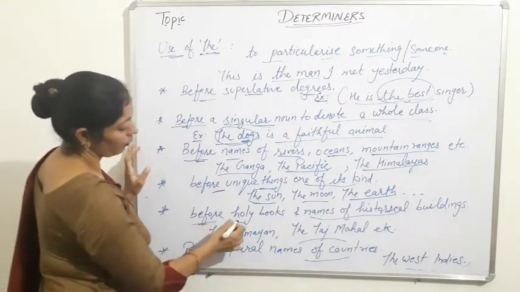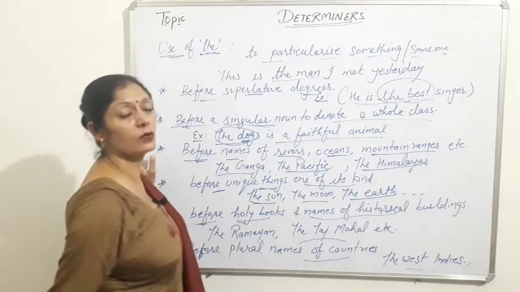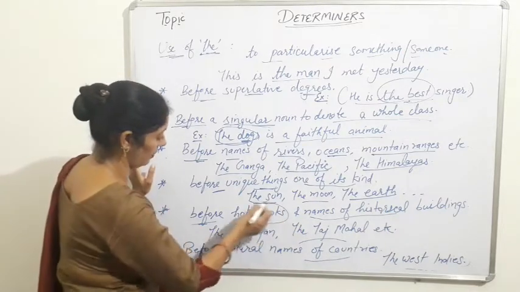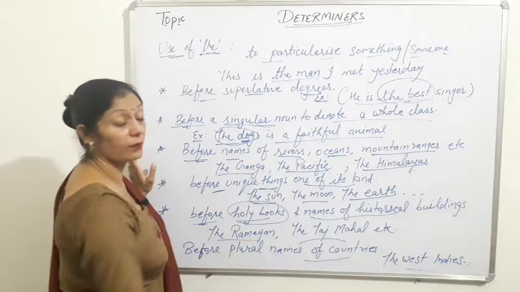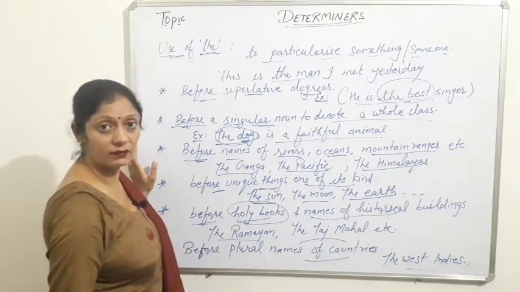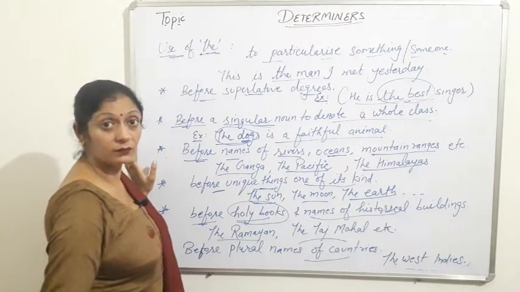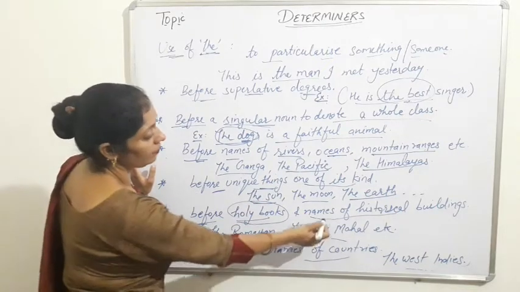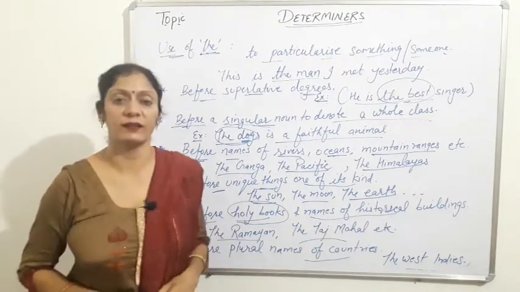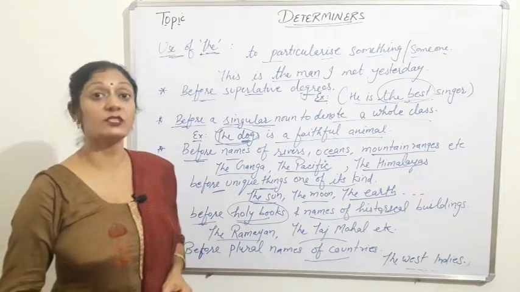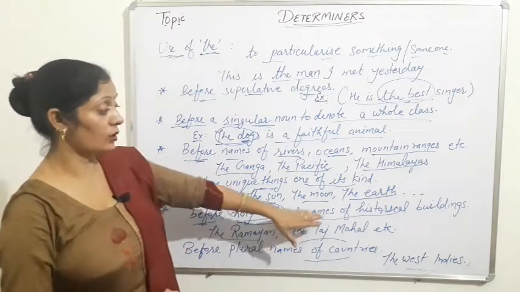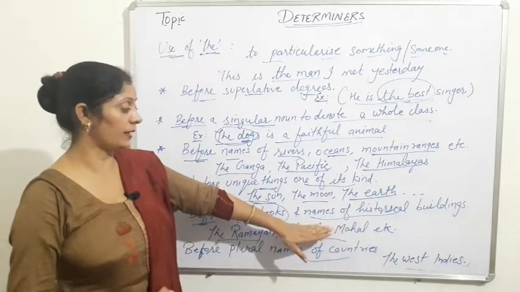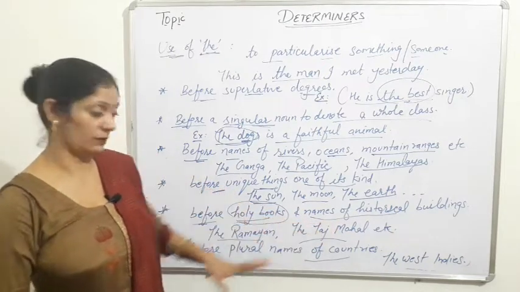Next one is before holy books and names of historical buildings. Holy books, as the example is given, the Ramayana, the Gita, the Bible, the Granth Sahib. These are the holy books. Next, names of historical buildings: the Taj Mahal, the Red Fort, the Jama Masjid. These are the historical buildings. So to make them particular, we use "the".